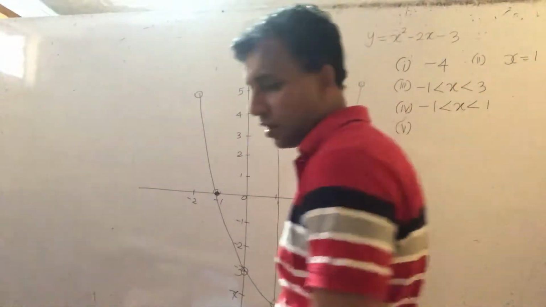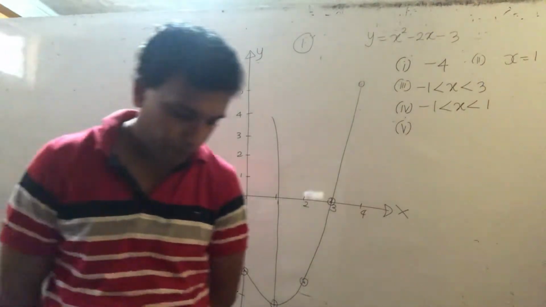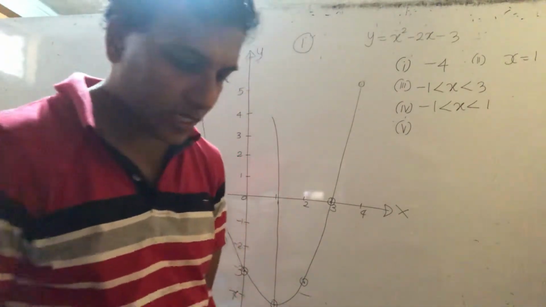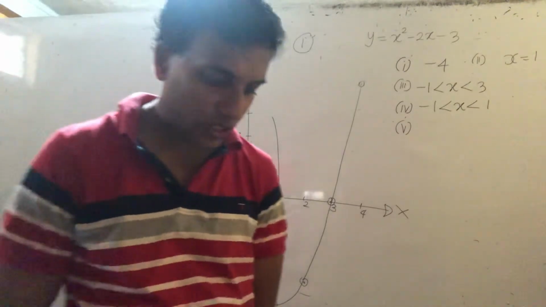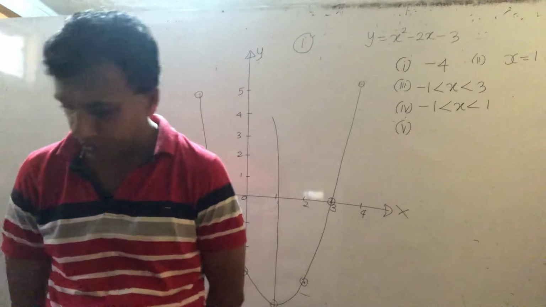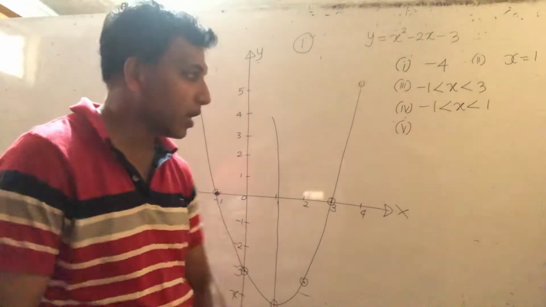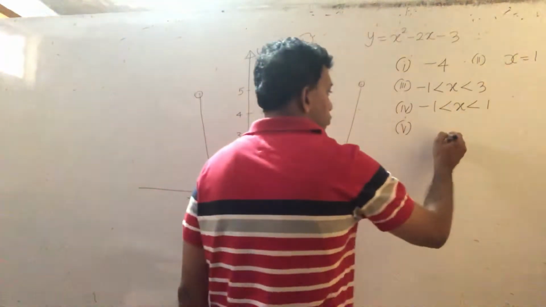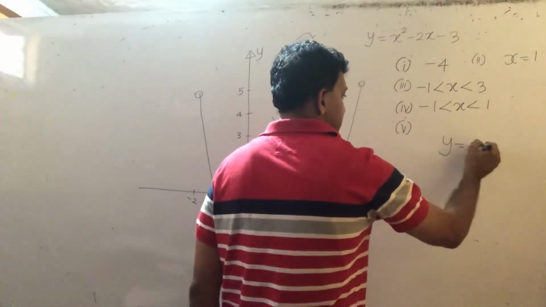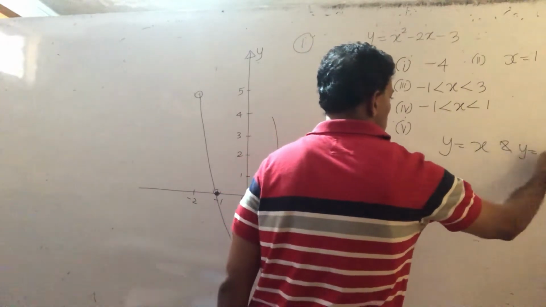In your above graph, sketch the straight lines y equals x and y equals minus 2.